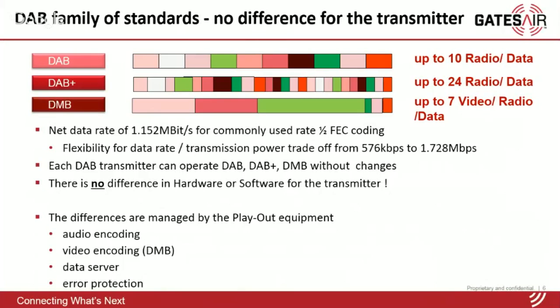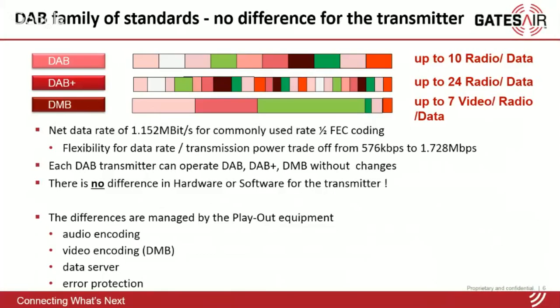Again, there's really no difference in the transmission protocol, just different coding, different error correction, and certainly higher capacity in the DAB Plus. DAB can handle up to 10 radio and data channels. DAB Plus up to 24 broadcast radio and data channels. And then, of course, DMB, 7 videos with some radio and some data channels as well.